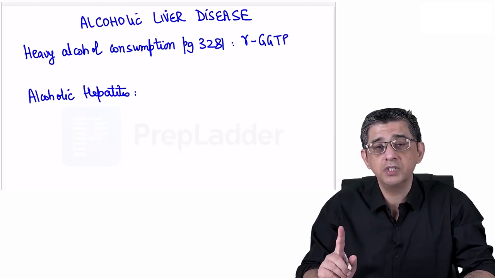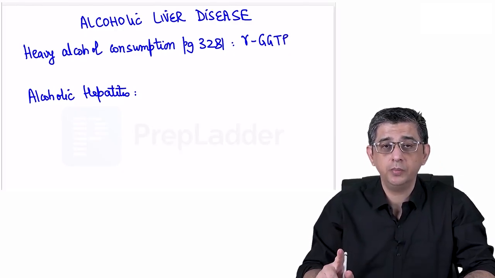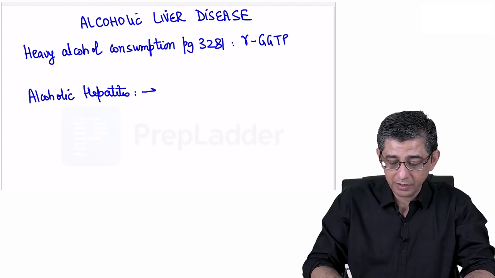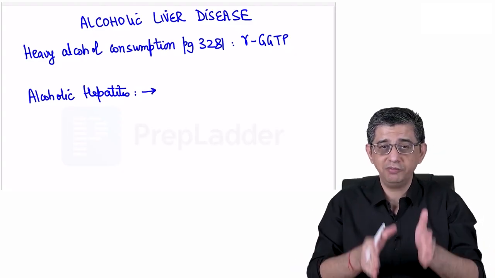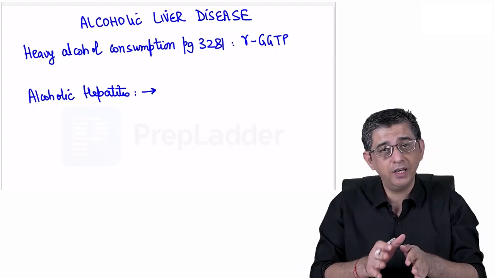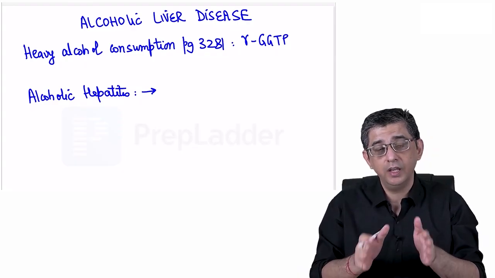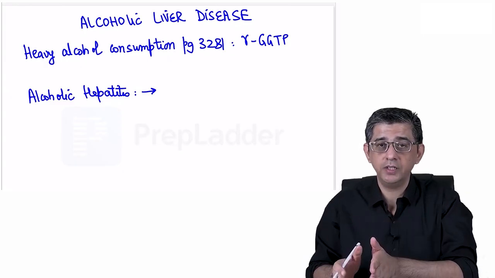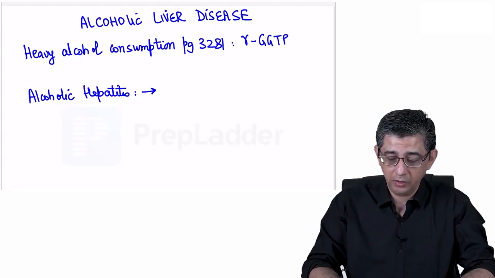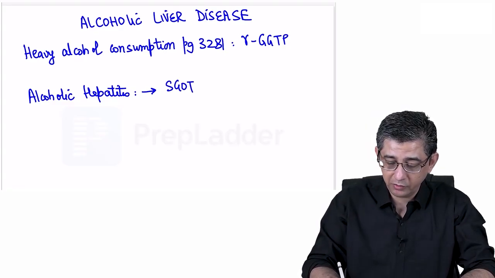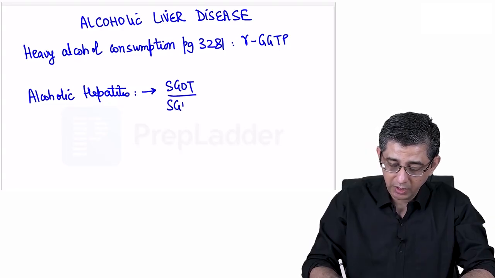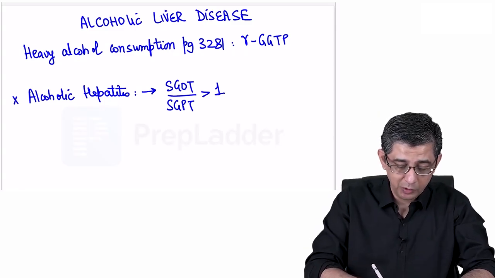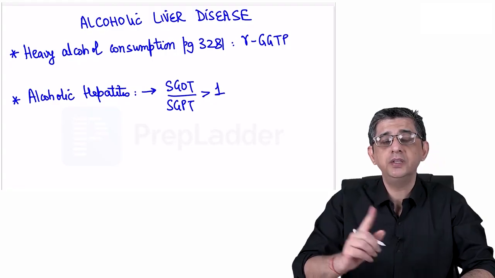Now, for those of you who were saying SGOT, SGPT for alcoholic hepatitis, yes, you are correct, because alcoholic hepatitis will take some time to develop. You see, first you have fatty liver. Fatty liver can resolve, but if the person does not quit, this fatty liver is going to get converted into alcoholic hepatitis. And the best test for determining alcoholic hepatitis, I'll show you the table from Harrison also, is SGOT SGPT ratio more than 1. Do remember that these two statements do not mean the same.